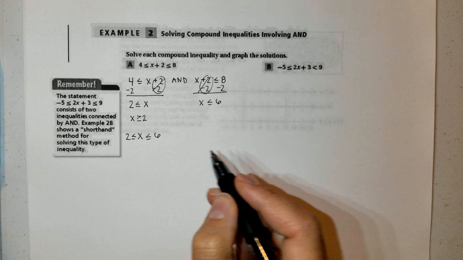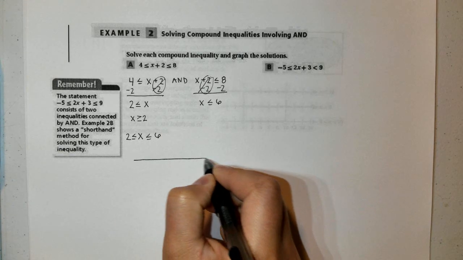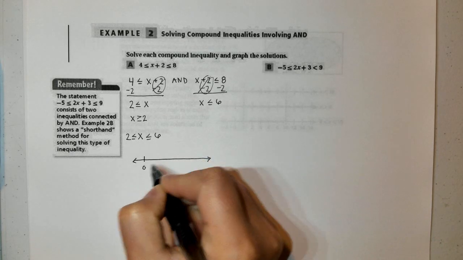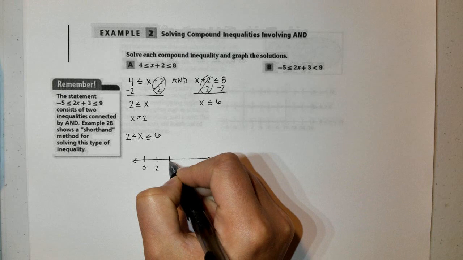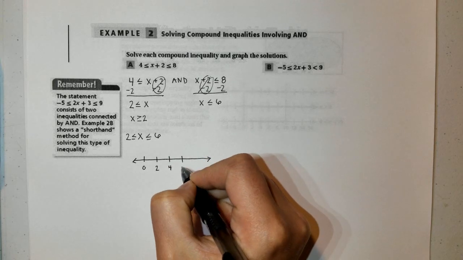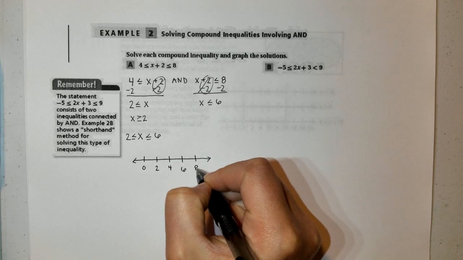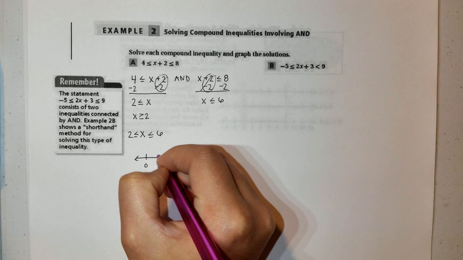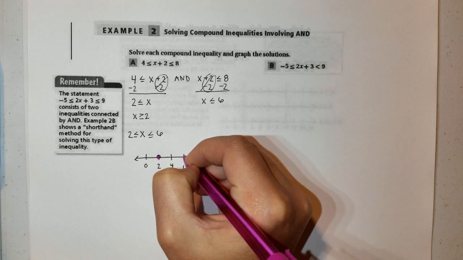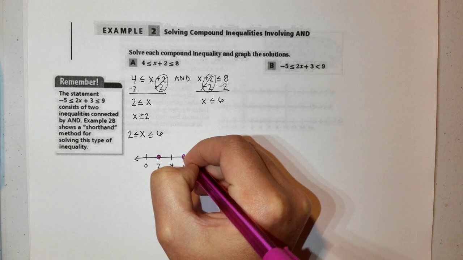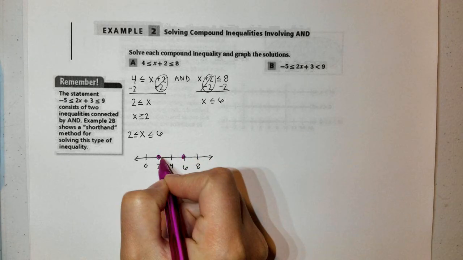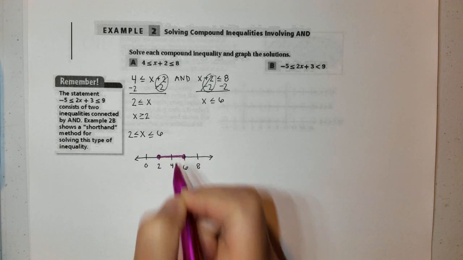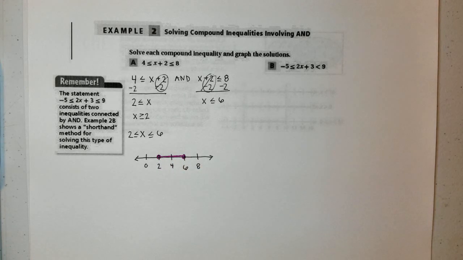So then here you would have to graph it. So we have 0, 2, 4, 6, 8. We're going to have a closed dot on 2 because we have the equal to, closed dot on 6. And then we shade the region between. So we shade between 2 and 6. And that's what our graph would look like.